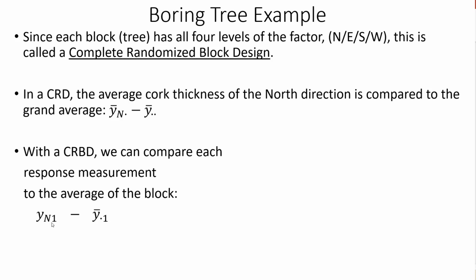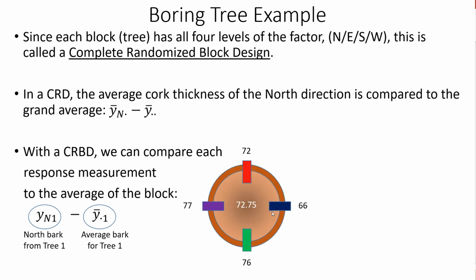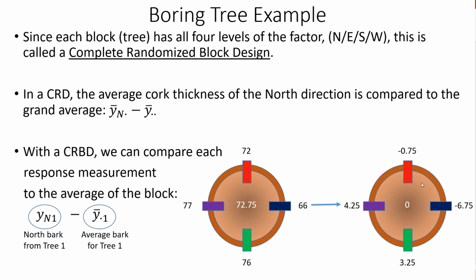So we'll take the first north measurement from tree 1 and compare it to the average of tree 1 overall. And essentially what we're going to do, if I want to estimate how much the bark growing on the north side of a tree affects the thickness, we'll average all of these together. So for instance, for tree number 1, the north bark thickness was 72 millimeters thick. The average was 72.75 for tree 1. So all we'll do is we'll take each of these 4 measurements for the 4 directions and subtract out the average.